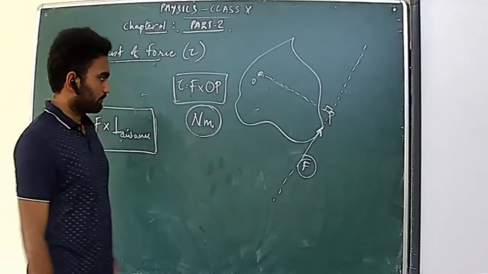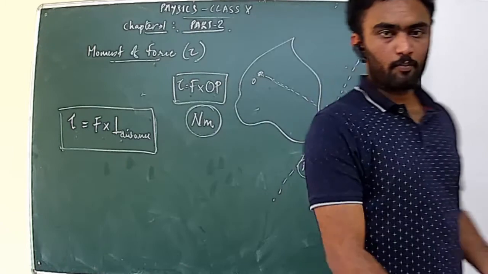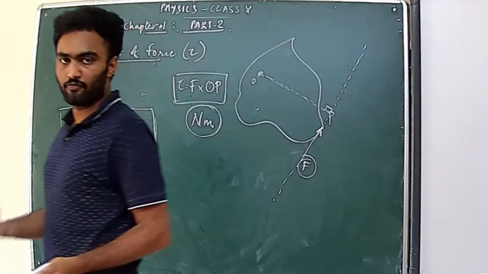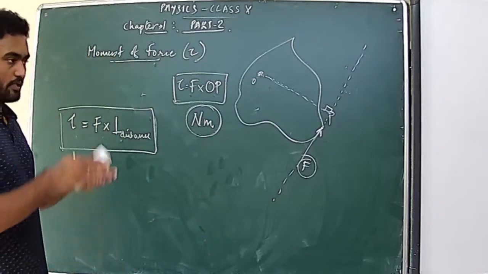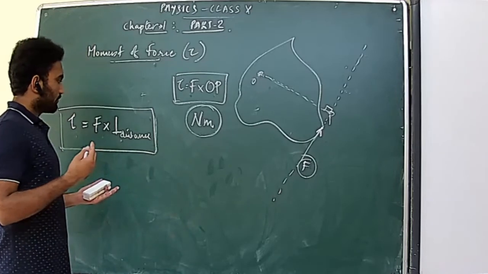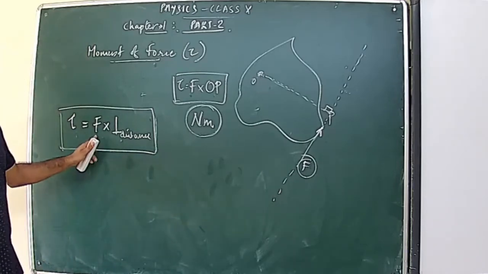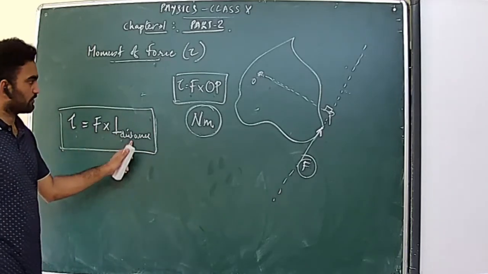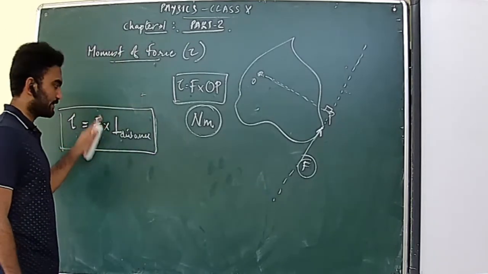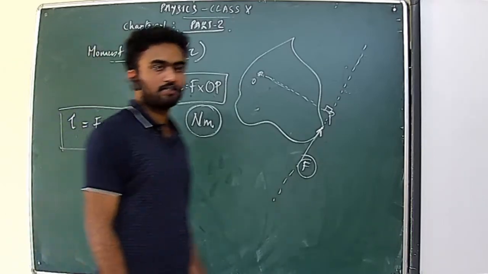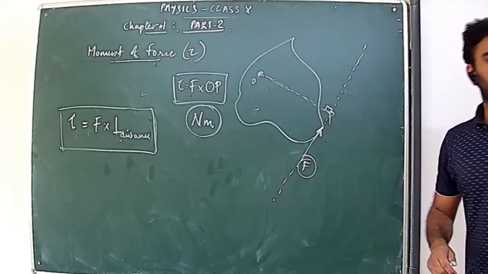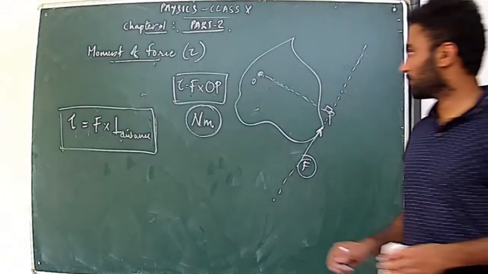Clear? So that's about moment of force. Moment of force is the turning effect of the external applied force on the body about a particular turning point. It can be found using the mathematical expression torque is equal to force into perpendicular distance. Two factors are there on which the moment of force depends. The first one is the force acting, and the second one is the perpendicular distance between the turning point and the point of action of force. Clear? So this is about moment of force.